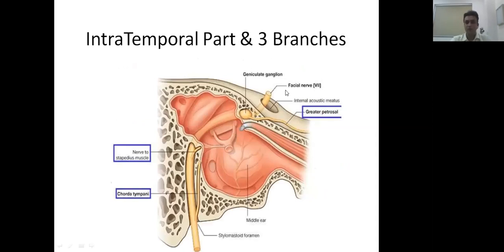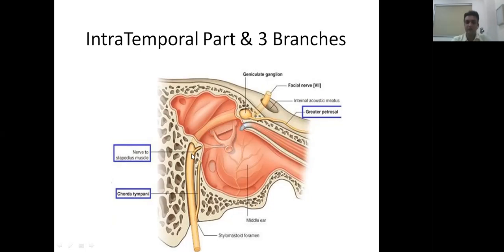So this slide basically is to explain to you the origin of all the three branches. So it is the intratemporal part. This is the labyrinthine portion. The junction of the labyrinthine and tympanic portions is the first branch, the greater superficial petrosal nerve or greater petrosal nerve. The junction of the tympanic and mastoid portions is called the second genu. This is the first genu, this is the second genu.